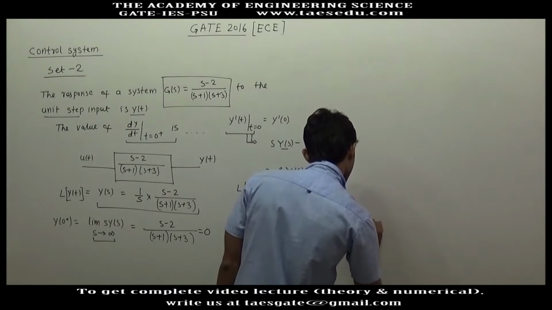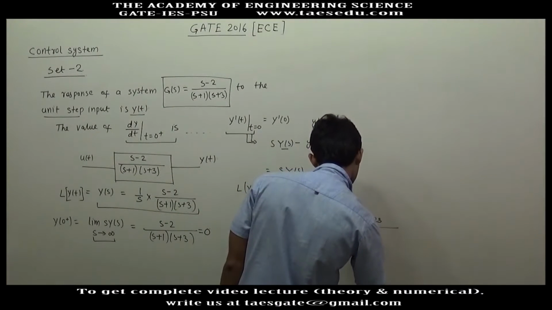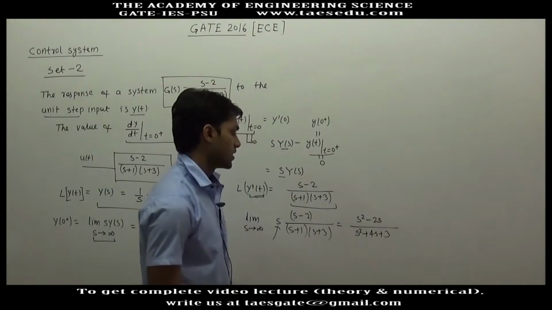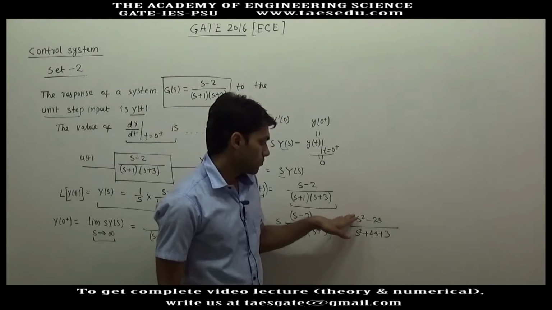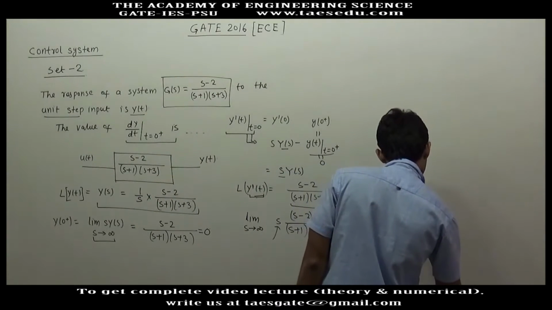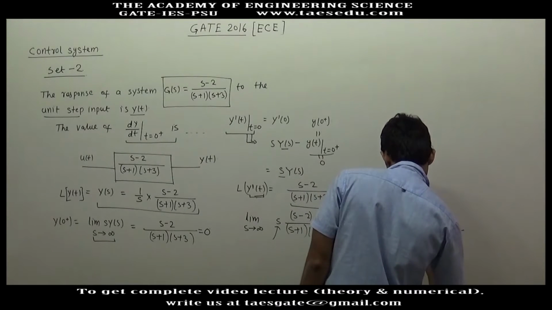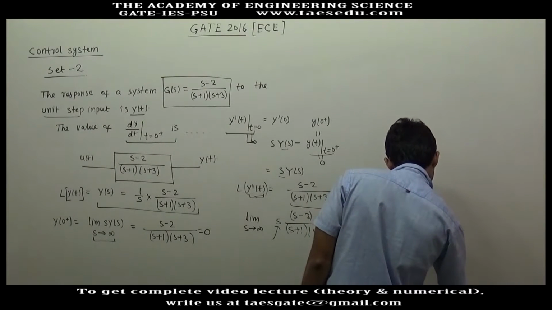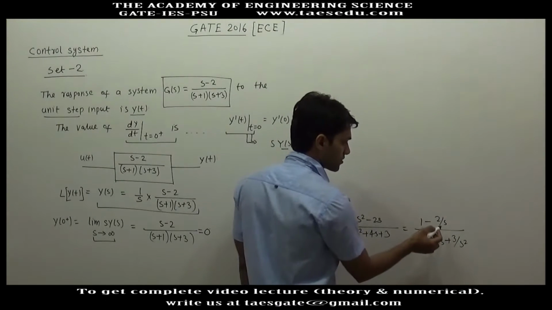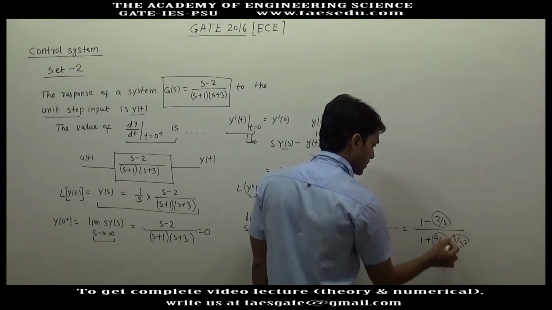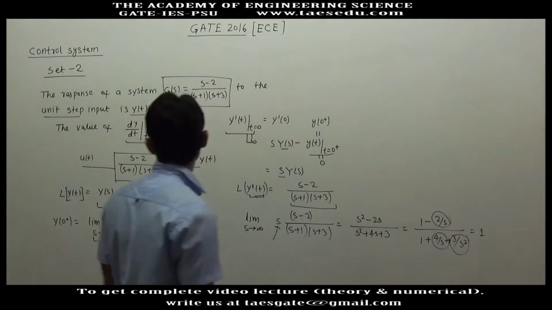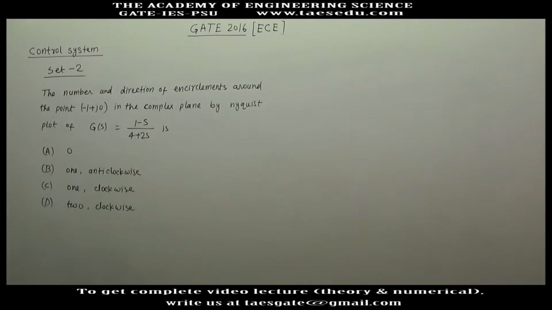So this will be (s square minus 2s) divided by (s square plus 4s plus 3). Dividing both numerator and denominator by s square, you will get (1 minus 2 by s) over (1 plus 4 by s plus 3 by s square). If you apply s tends to infinity, these terms will be negligible. So the answer will be 1.